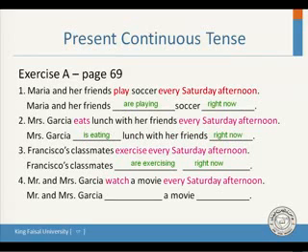And the last sentence, number 4, Mr. and Mrs., two people, Garcia, they watch a movie every Saturday afternoon. Every Saturday afternoon. Mr. and Mrs. Garcia, what are they doing now? They are watching a movie right now, at this moment. So this is the difference between present continuous and present simple.